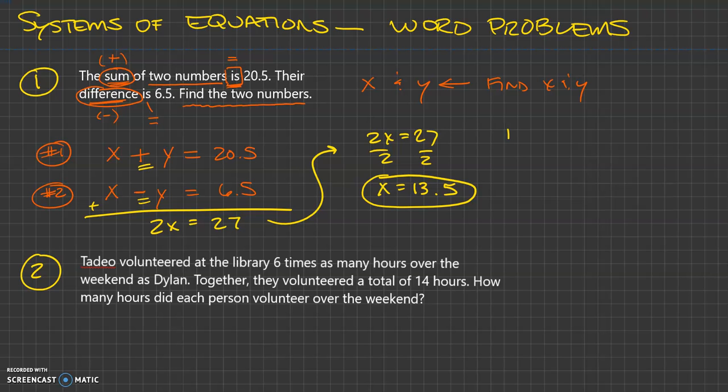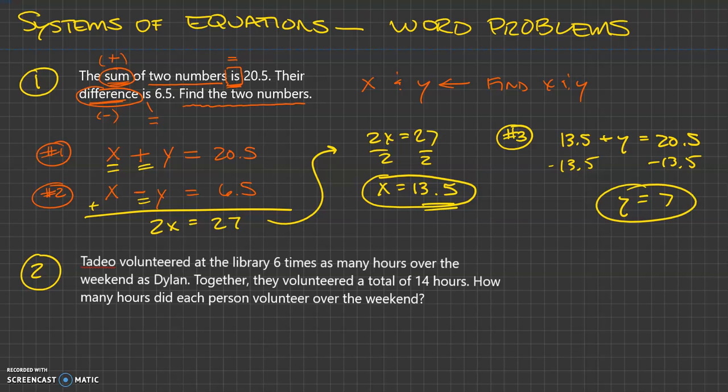Let's call this step number 3. Let's do 13.5 plus y is equal to 20.5. All I did was substitute 13.5 in for x in this equation. I'm going to subtract 13.5 from both sides and get y equals 7. So what are my two numbers? 7 and 13.5. When I add those two numbers, I get 20.5. When I subtract them, I get 6.5. All right, let's keep going.